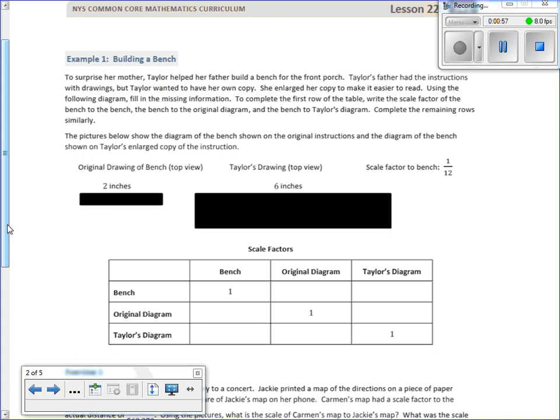The pictures below show the diagram of the bench shown on the original instructions and the diagram of the bench shown on Taylor's enlarged copy of the instruction. So the one on the left here, the original drawing of the bench on the paper, was 2 inches. Taylor enlarged it to make it 6 inches, and the scale factor to the bench was 1/12. Okay. So if I start with the bench, let's work on this first.